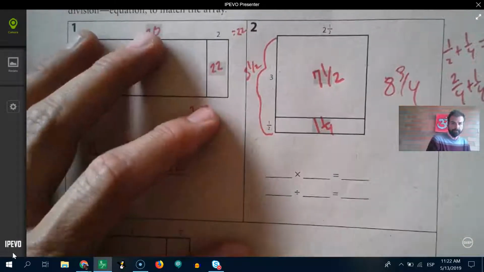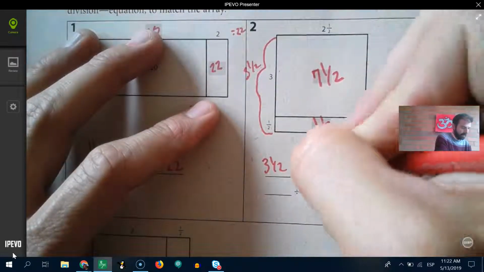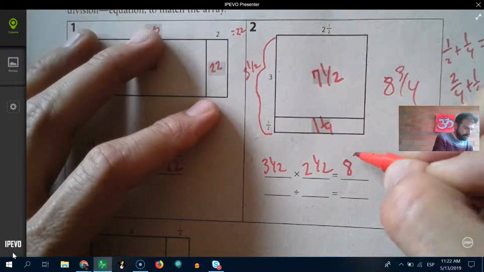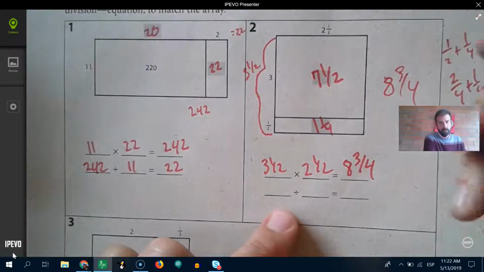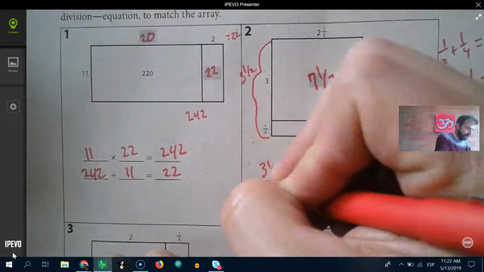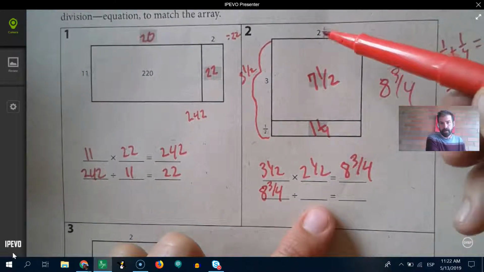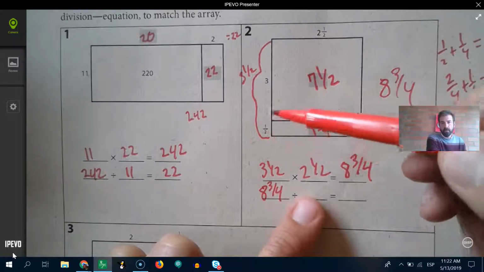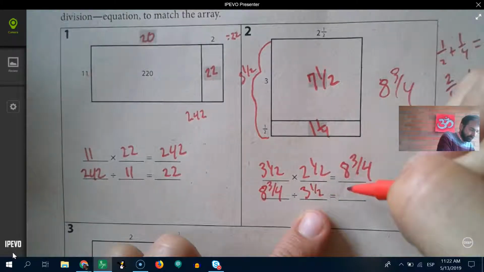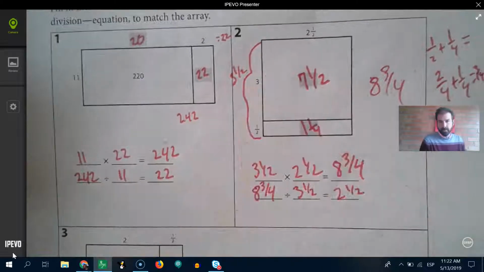So my multiplication is again my sides. I have 3 and 1/2 times 2 and 1/2 equals 8 and 3/4. From here, I can make it the division, so I start with my answer, 8 and 3/4, or the area, and I'm going to divide it by one of my sides. So I can divide it by 2.5, and that's going to give me 3.5. Or I can divide it by 3.5, and that's going to give me 2.5. I just like to keep it consistent. I'll usually pick the left-hand side.